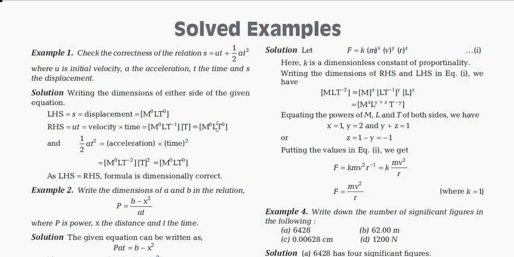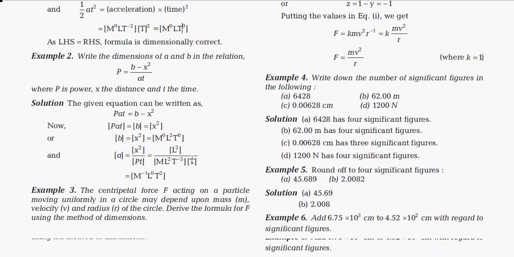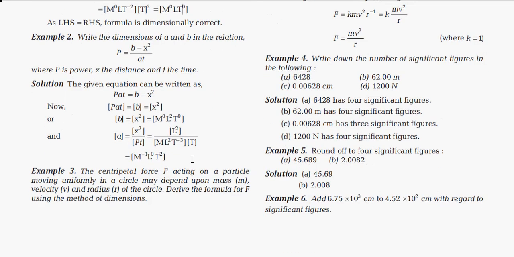Let's check the remaining portion of the RHS, which is half at square. Half has no dimension since it is a constant. A is the acceleration, so it has L T raised to power minus 2. T square remains T square. So T raised to power minus 2 and T raised to power 2 get cancelled, and we have L as the remaining term, so we get the answer. I hope this is a very easy question and all of you have got this.